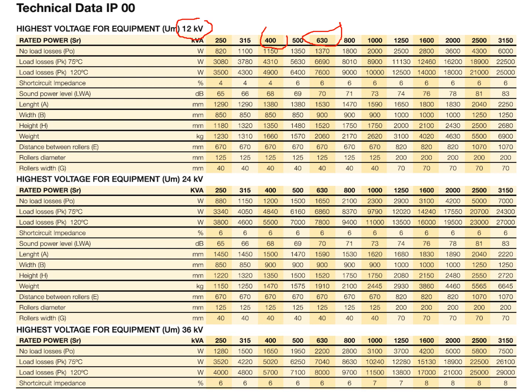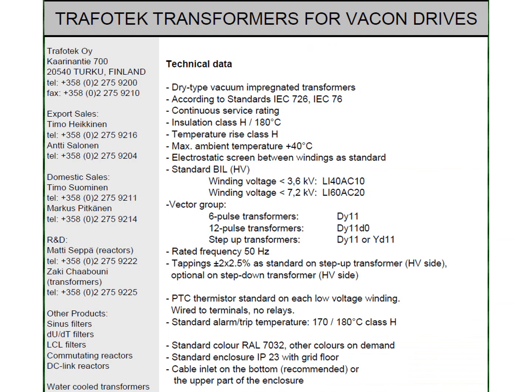So here we can see a lot of data, including dimensions and weight of the transformer, as well as losses and some other important parameters. Of course, the transformer catalogs include quite a lot of additional information. I just have here one example of what it could be and how it could look like. So for example, connection diagrams and insulation class and temperature class, maximum ambient temperature the transformer can be operated in, and so on and so forth.